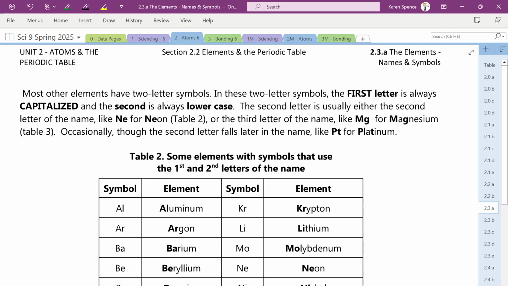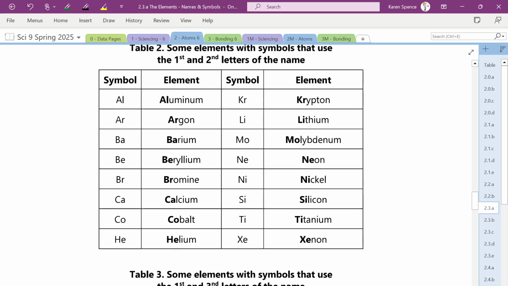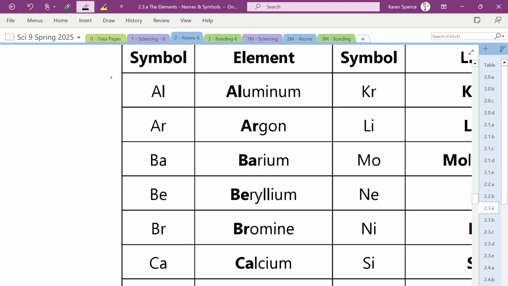Now, all the other elements have 2-letter symbols. There's a couple that have 3 letters, but if you have 2 letters, what do you notice about the letters here? The first letter is capital, and the second letter, lowercase. This is kind of nice because it means if we write a formula, we can always tell when we get to a new element because we get a new capital letter.